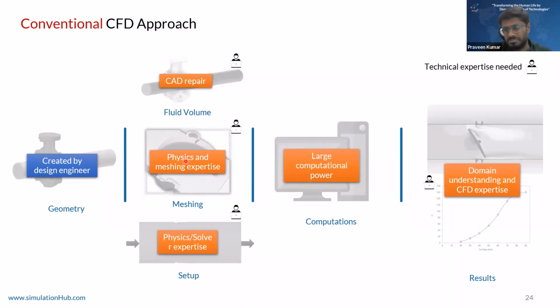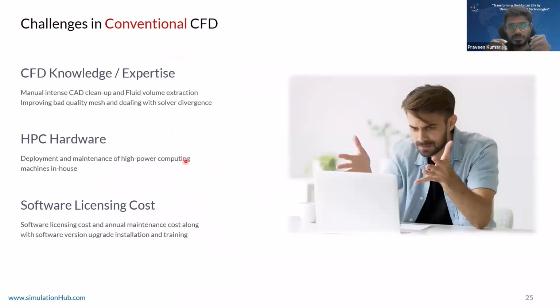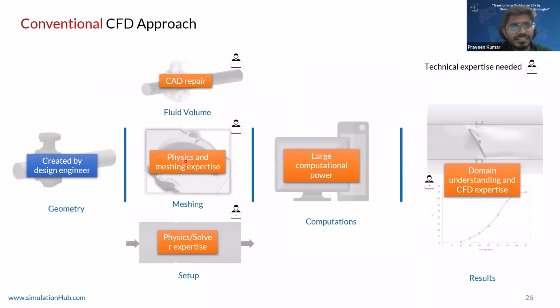Okay. So these are the challenges. It demands CFD knowledge and expertise, and it demands HPC hardware, high performance computing machines in-house, and the CFD software costs you heavy licensing costs. When I say licensing costs, there are some hidden elements. There are different options like parallel licensing, perpetual licensing, and then annual maintenance cost. So the list goes on. Okay. So these are the challenges we discussed.